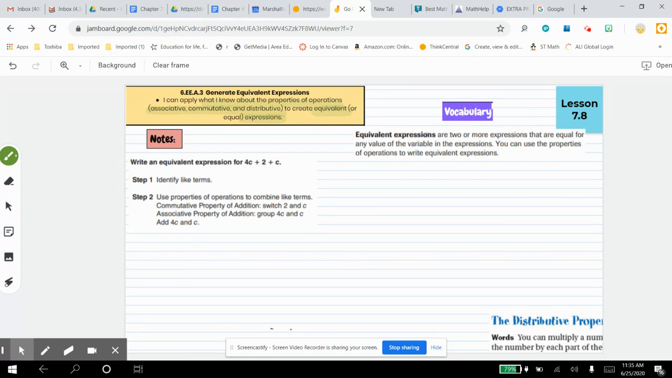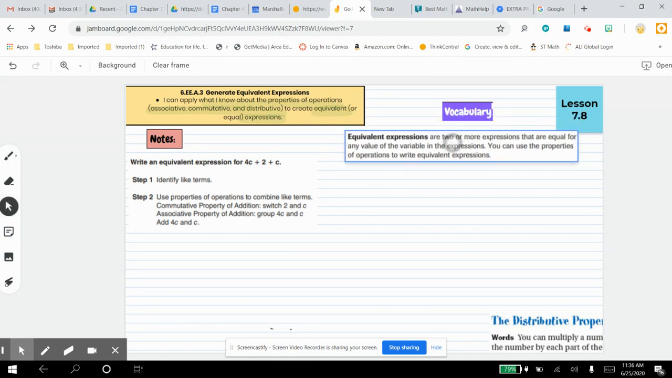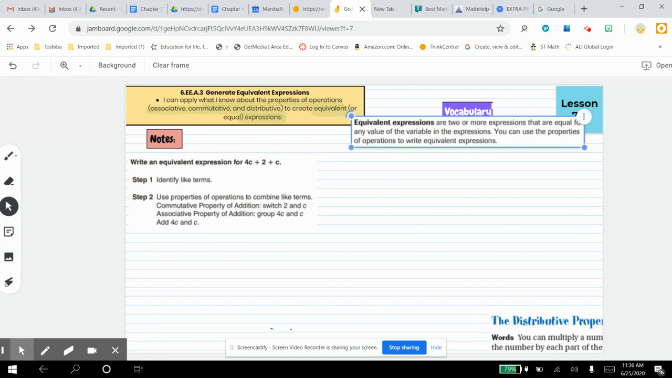So take a look at your vocabulary here real quick, okay? Equivalent expressions right here are two or more expressions that are equal for any value of the variables in the expressions. You can use the properties of operations to write equivalent expressions. All right, so this is really key for today. All right, so let's take a look at our notes here real quick.